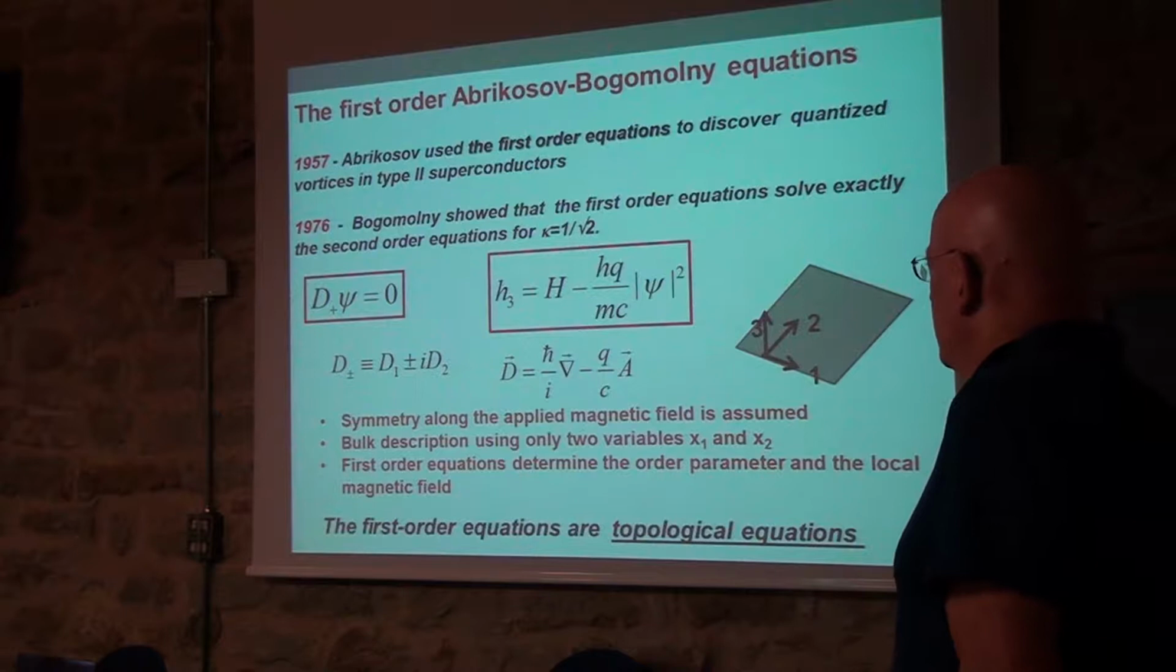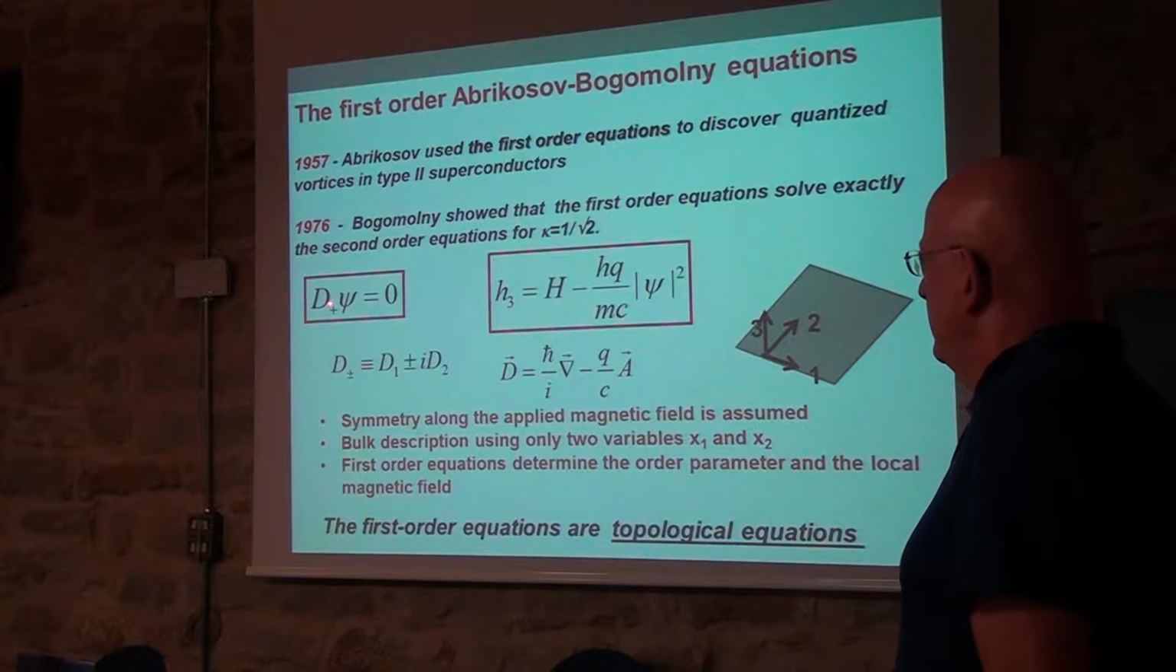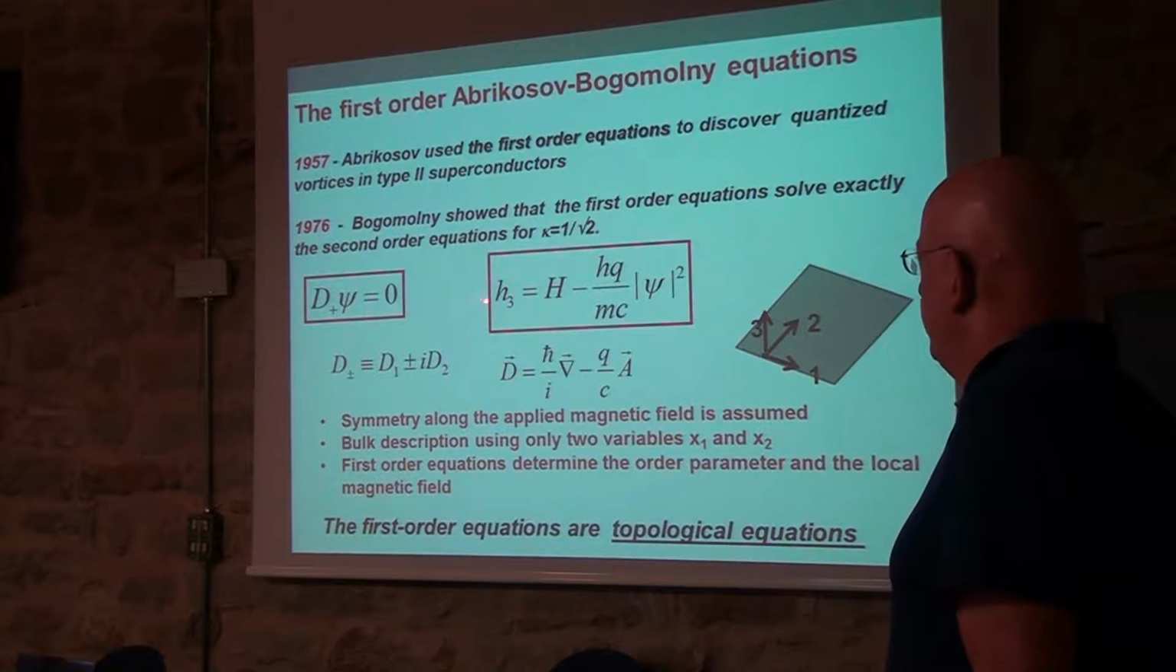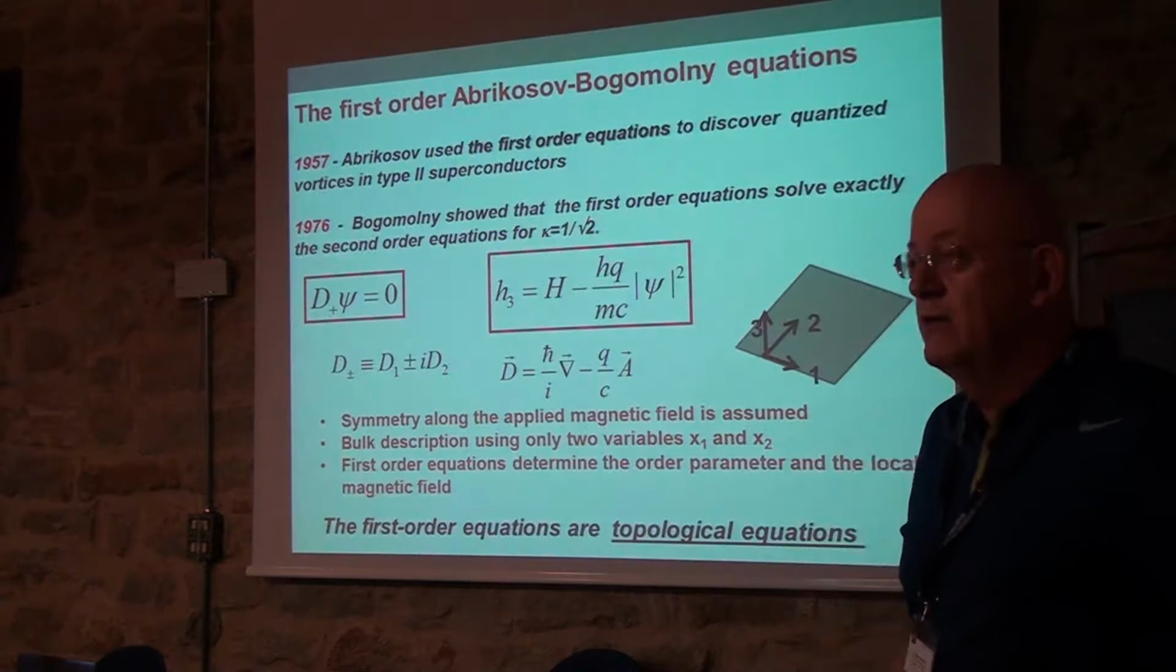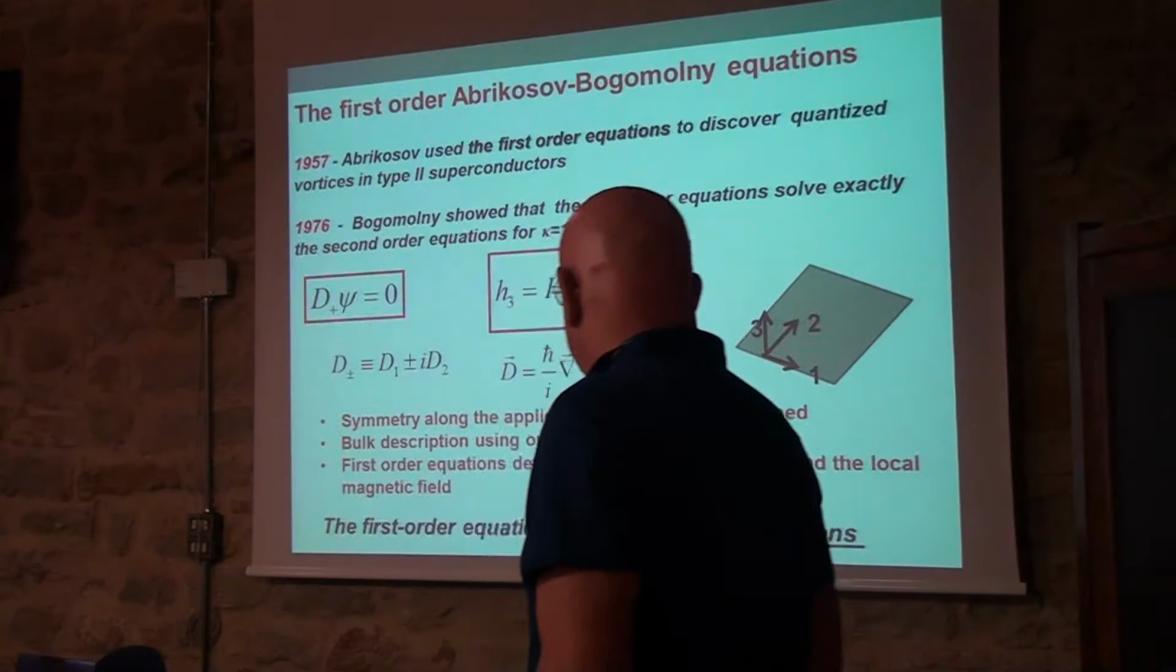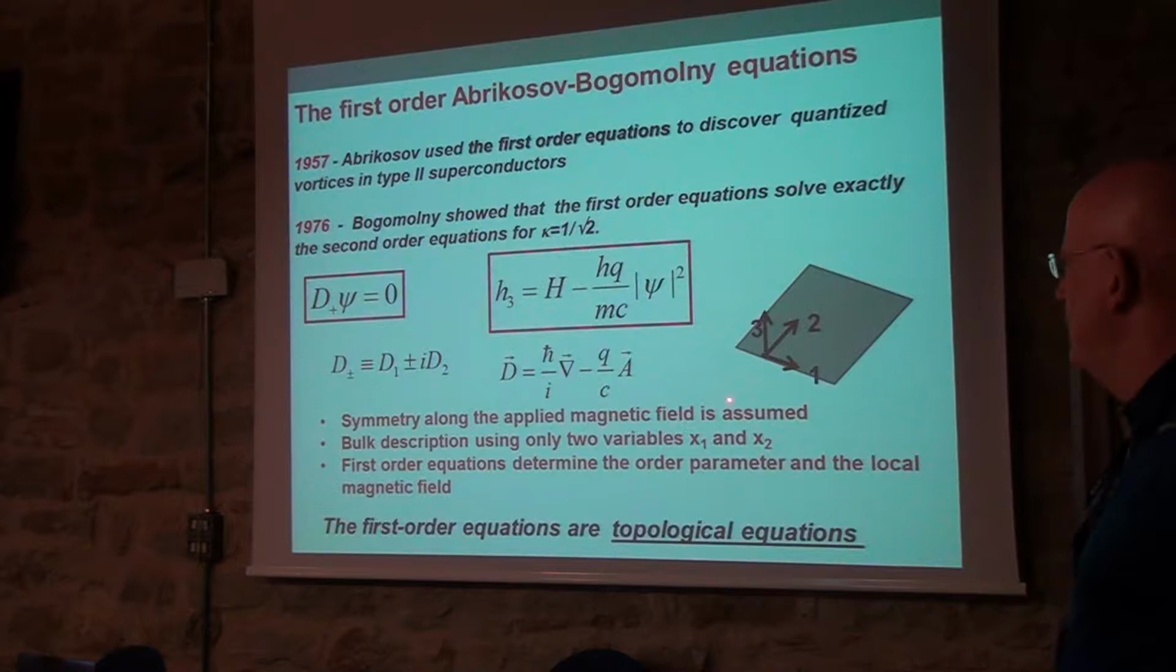These are the first order equations. The derivative of psi equals zero, and this derivative is just D1 plus or minus iD2. And the local field is the applied field minus a constant times the order parameter squared. So these equations assume that I have bulk superconductivity, but with translational symmetry along the applied field. So in some way, they are two-dimensional equations, but they describe three-dimensional superconductivity.